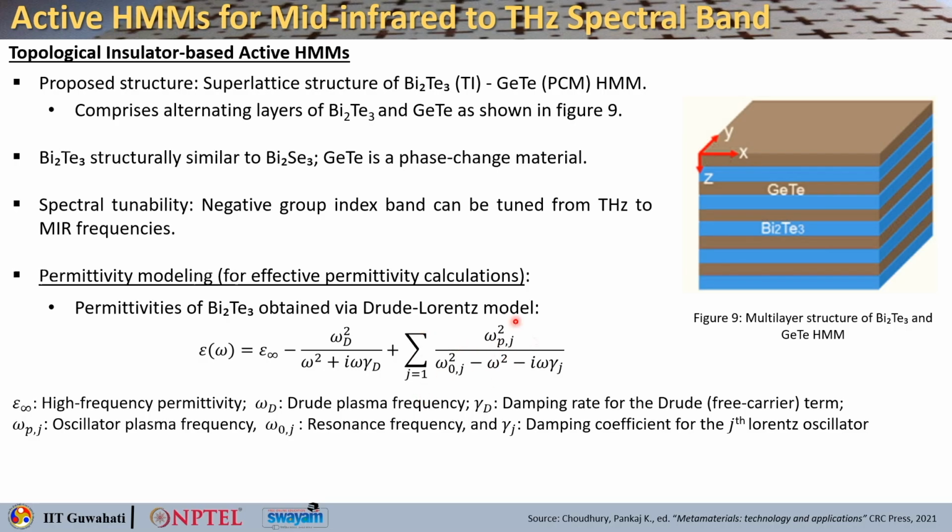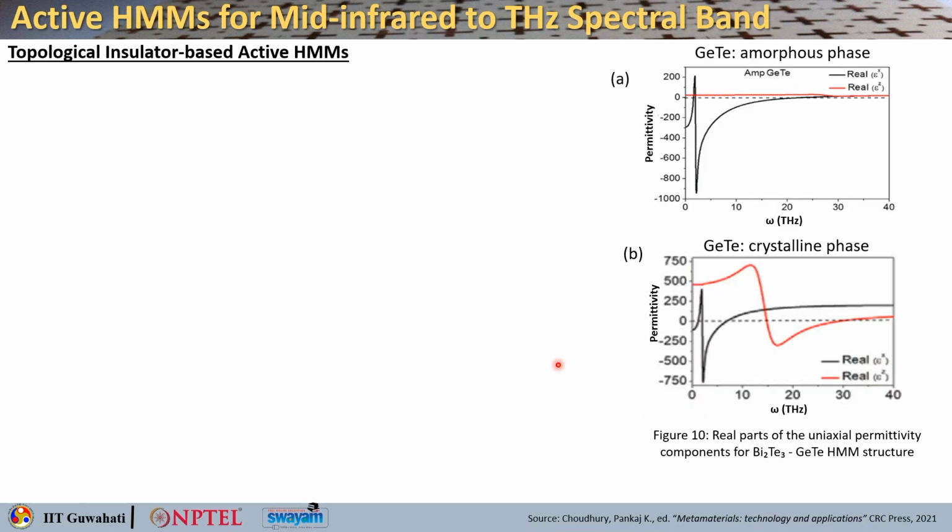Then you have omega p square j divided by omega naught square j minus omega square minus i omega gamma j, right. So here epsilon infinity is basically the high frequency permittivity, omega p is the Drude plasma frequency, gamma d is the damping rate, and these are the plasma frequency, resonance frequency, and the damping coefficient for the jth oscillator. Okay. So with that you can model bismuth telluride.